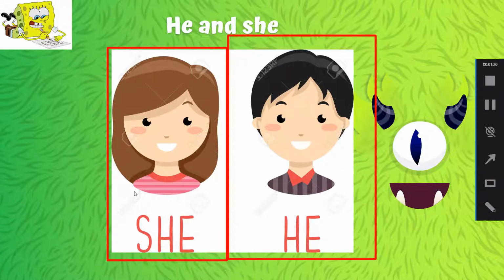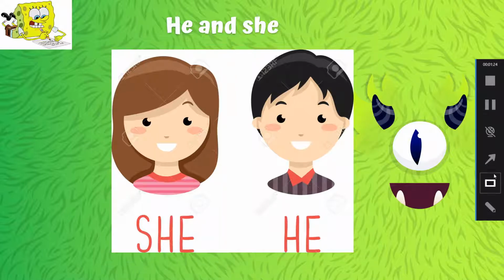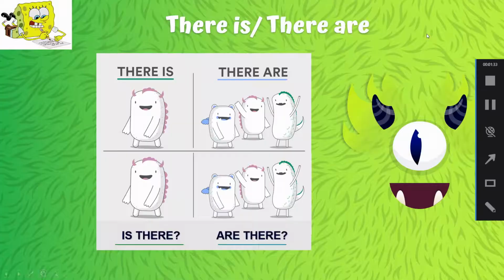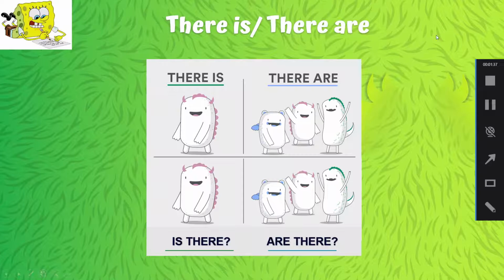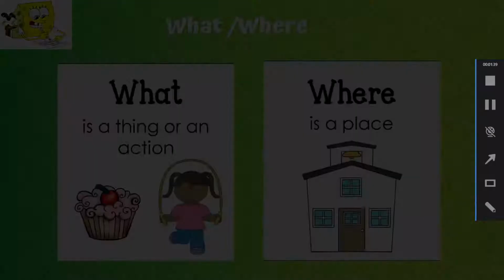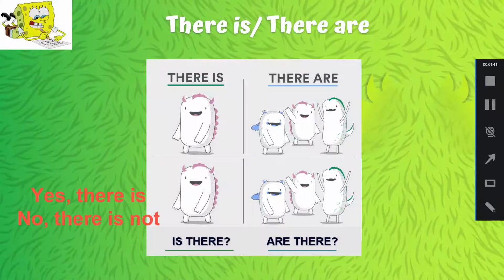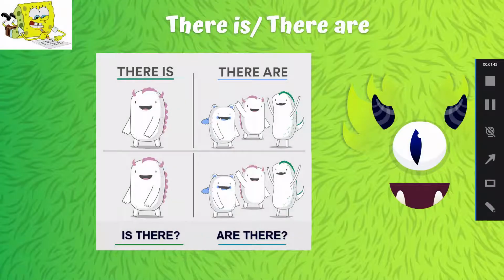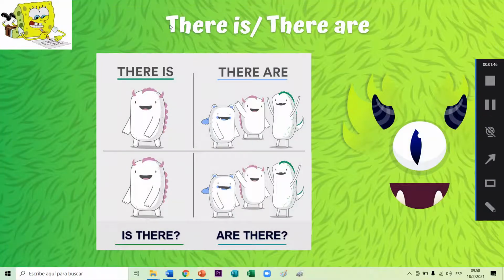She para las niñas y he para los niños, ¿ok? Esto ya lo tienes en tu cuaderno porque aquí está mi amigo SpongeBob SquarePants y ya lo anotamos. Pero ahora vamos a ver un tema diferente. It's there is and there are, ¿ok? I think we already saw that, sí. Ok, esto era lo que vimos la semana pasada.